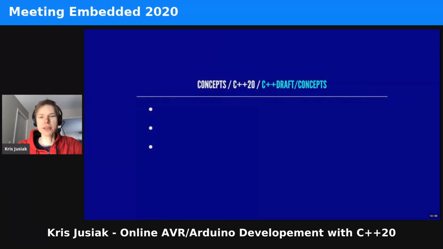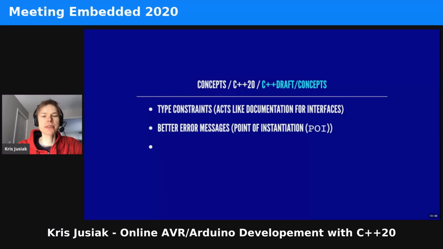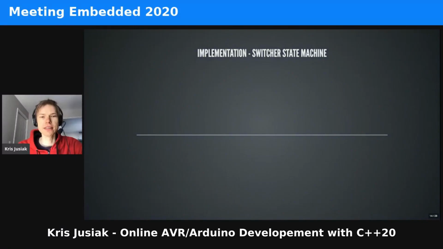Okay, well, just a reminder that concepts are something which is added in C++20. The type constraints act like documentation for interfaces, and they mainly provide better error messages because they are done at the point of instantiation on the callee side, not the library side. So you won't get the error messages from the STL or from within the library, which is important. They also give you faster compilation times if you do a lot of SFINAE with enable_if. So they're great, and let's leverage them when we can.